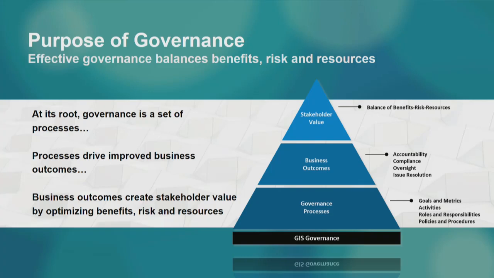And that stakeholder value is coming up with an optimal balance between the benefits realized by the business, the risks that you're trying to mitigate, and the use and optimization of your resources. Okay, that's the stakeholder value. So your governance, all these processes you're putting in place, all these decision matrices that you would identify, they're all there to drive that triple bottom line concept of benefits, risk, and resources.